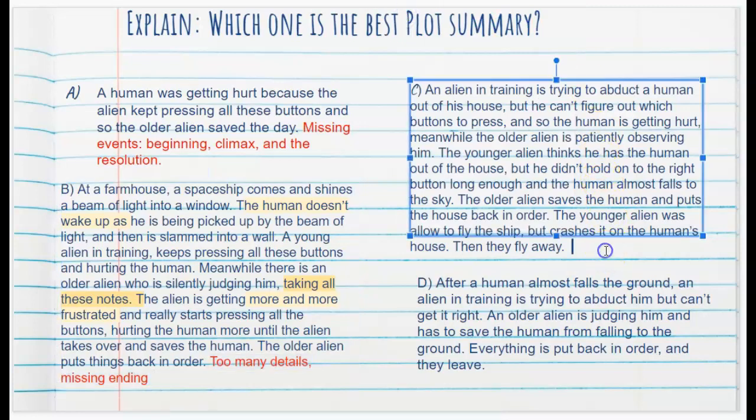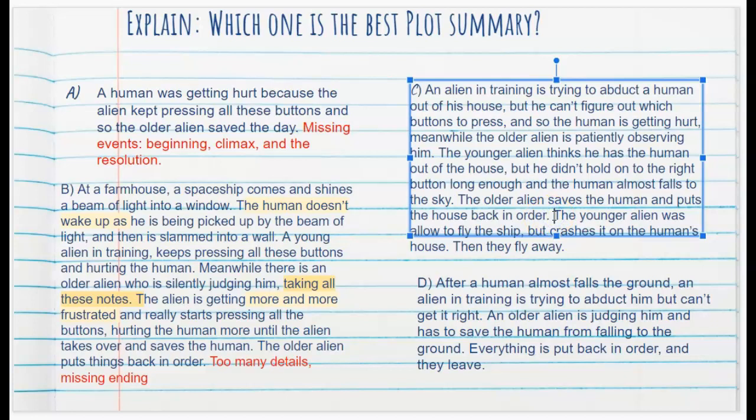Okay, let's look at C. An alien in training is trying to abduct a human out of the house, but he can't figure out which buttons to press, so the human is getting hurt. Meanwhile, the older alien is patiently observing him. So far, we've got the beginning of some of the falling action. The younger alien thinks he has the human out of the house, but he didn't hold the right button long enough, and the human almost falls to the sky. We have my climax, or the turning point. The older alien saves the human and puts things back in order.